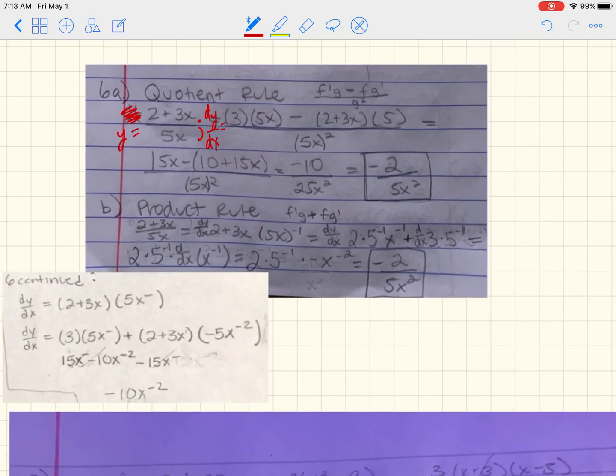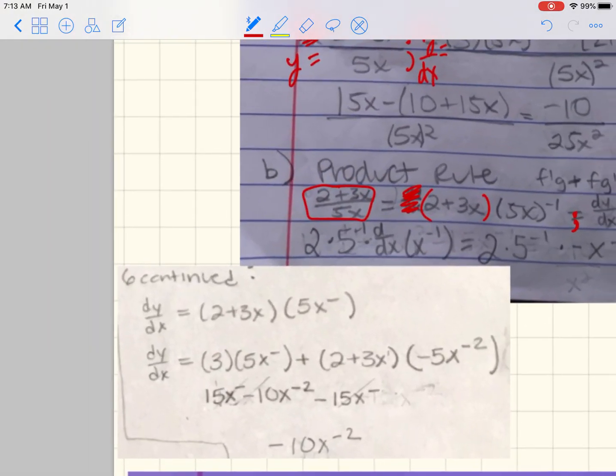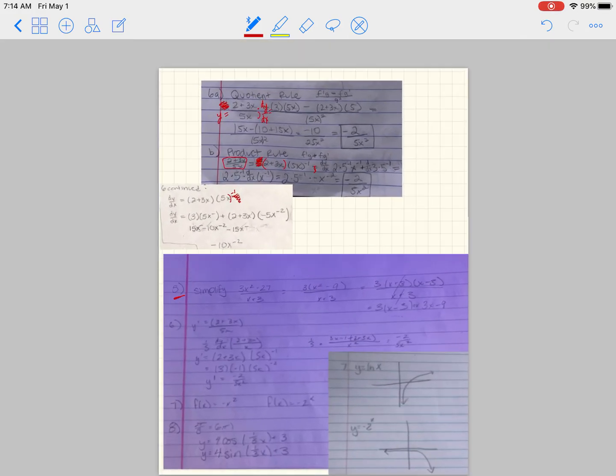Product rule you were doing by taking the original and then rewriting it as 2 plus 3x times 5x to the negative 1 power. And now you're about to find its derivative. So when you moved it up, for instance, here, make sure you're putting the negative 1 on the outside because that really does change a lot of the work.